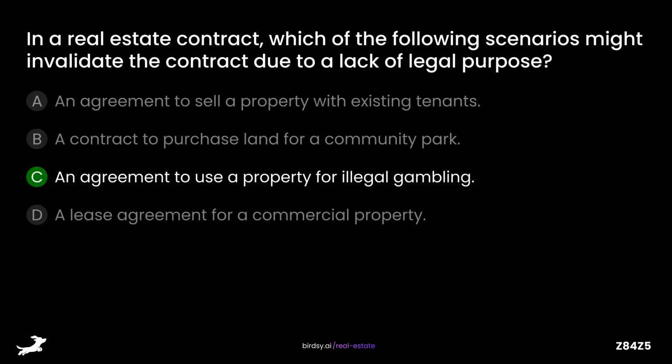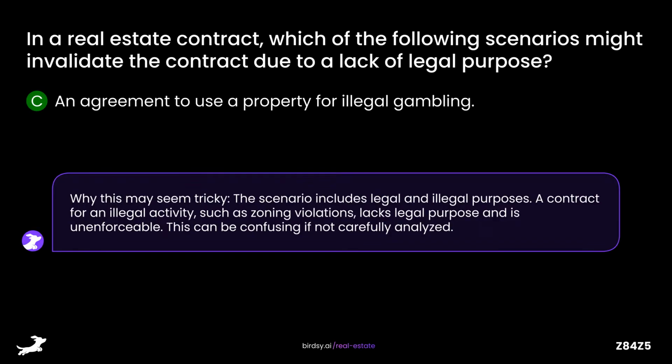The answer is C, an agreement to use a property for illegal gambling. Why this may seem tricky. The scenario includes legal and illegal purposes. A contract for an illegal activity, such as zoning violations, lacks legal purpose and is unenforceable. This can be confusing if not carefully analyzed.